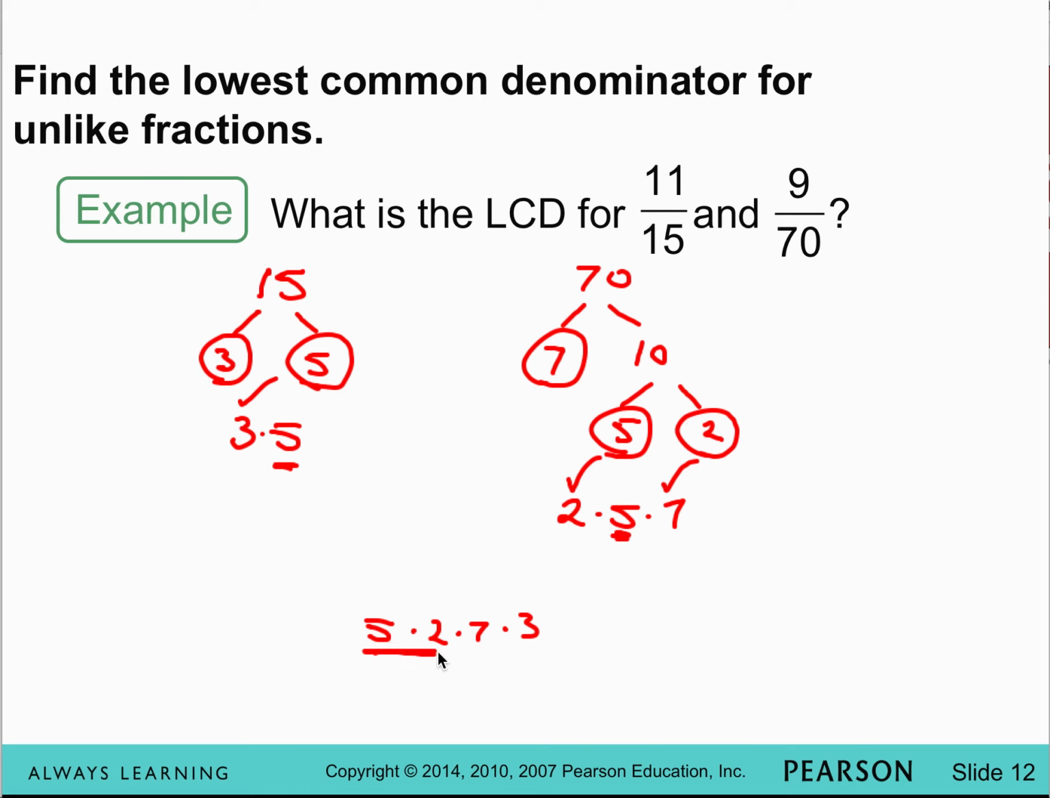Okay, so what do we have here? 10 times 21, or 210 is our least common denominator. So notice, even when the denominators are a little large to be very manageable, with this method, I always have a way to get my denominator fairly easily.